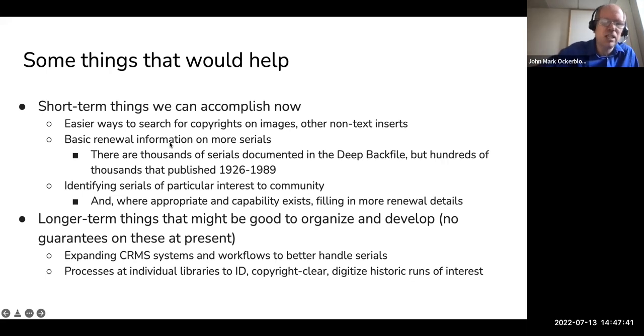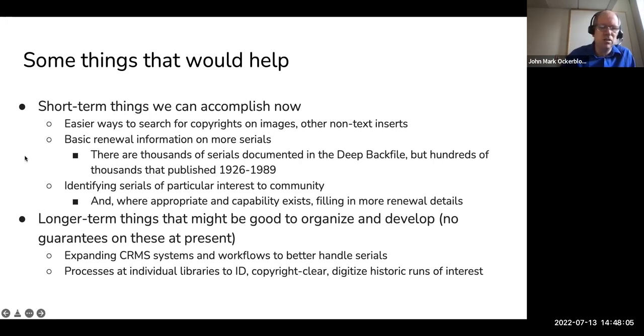We can get more basic renewal information, more serials. We've already done thousands of serials in the deep backfile, but there are hundreds of thousands, even just in HathiTrust, that were published during the time period that may be relevant for copyright research. And also, as Christina mentioned, winnowing down from those hundreds of thousands of serials to areas that are particularly interesting to the community is going to be important as well.